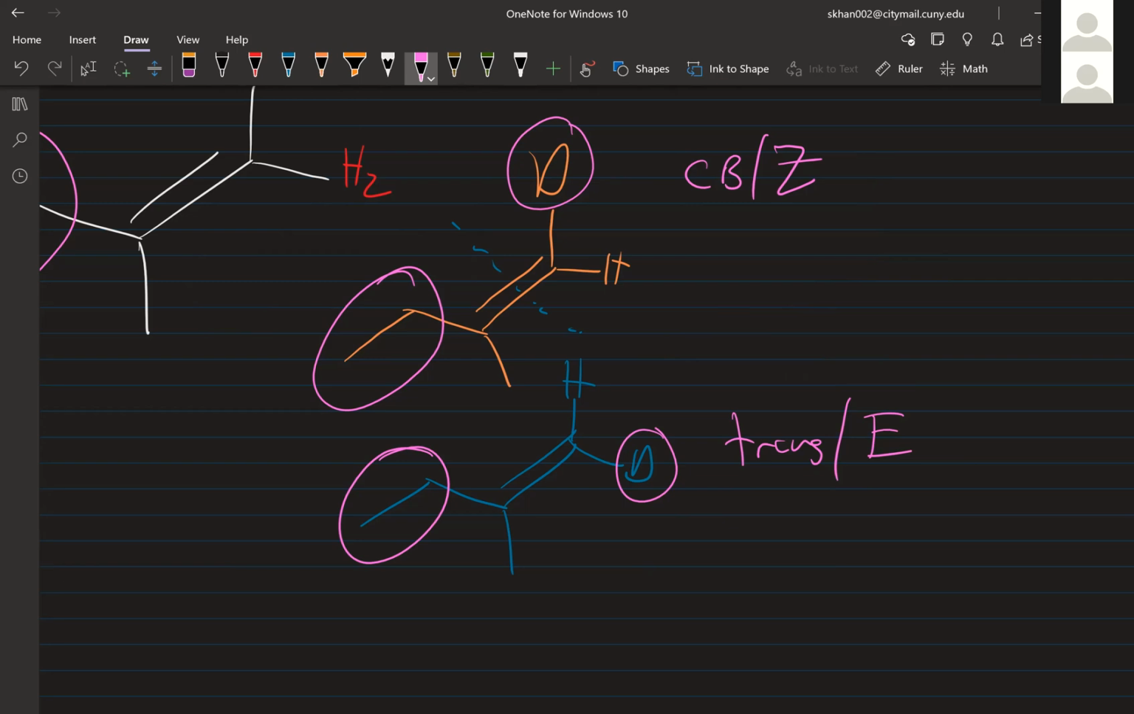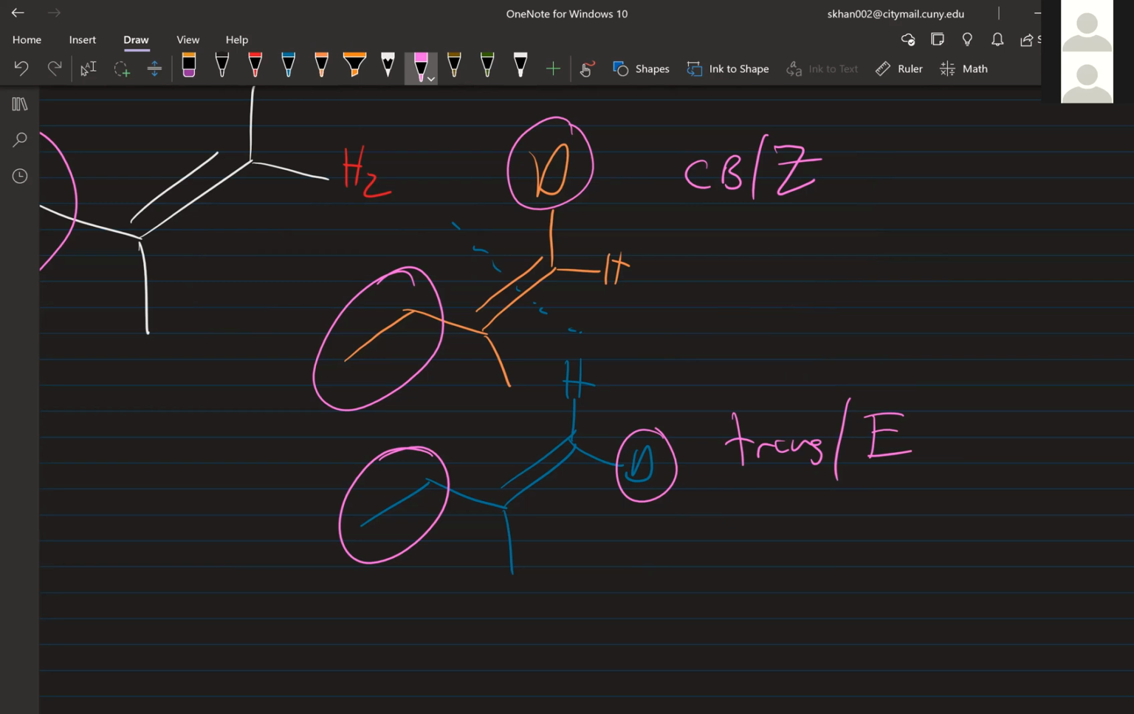So if this is now a cis alkene and this is a trans alkene, are those diastereomers? Remember stereochemistry for alkenes: we don't have chiral centers here. You can't make enantiomers, so are they diastereomers if they're cis versus trans? Okay, there we go. Yes.